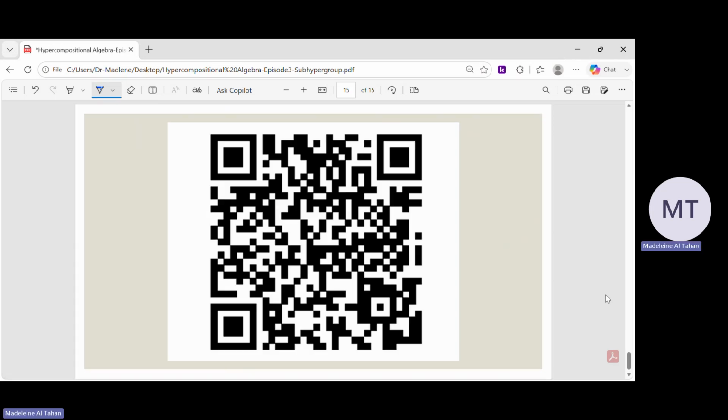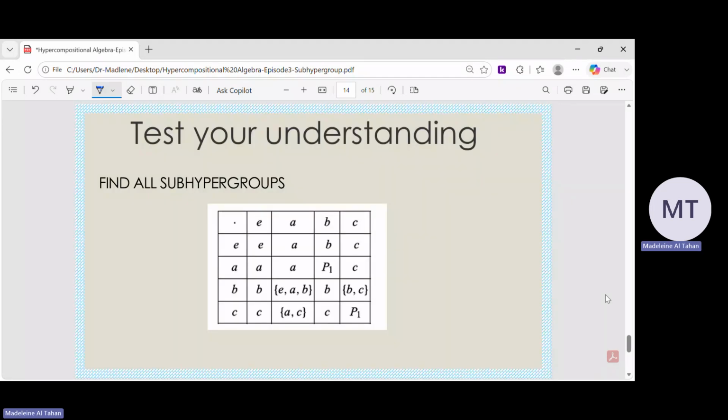By this, we're almost done. Just to recap, we have covered the concept of subhypergroup and learned how to identify subhypergroups, in both finite and infinite hypergroups, through concrete examples. Subhypergroups play a role similar to subgroups in classical algebra and provide the foundation for many deeper topics in hypercompositional algebra. In the next episode, we'll continue our journey by exploring other things related to our topic, hypercompositional algebra.